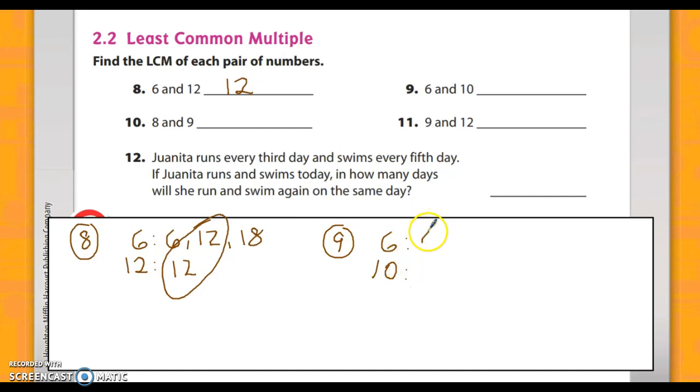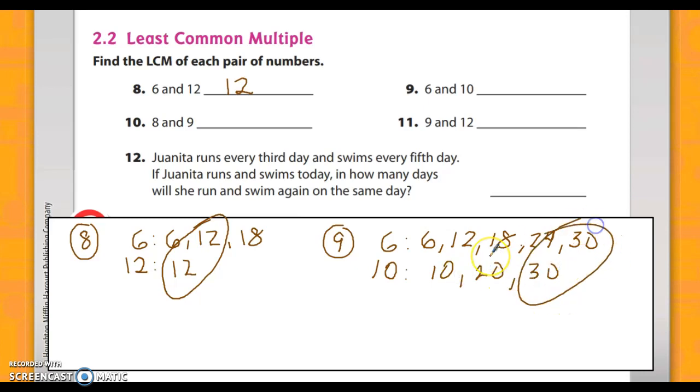The multiples of 6 are 6, 12, 18, 24, and 30, and something tells me I should stop because I know that the multiples of 10 are 10 and 20 and 30, and I'm done.